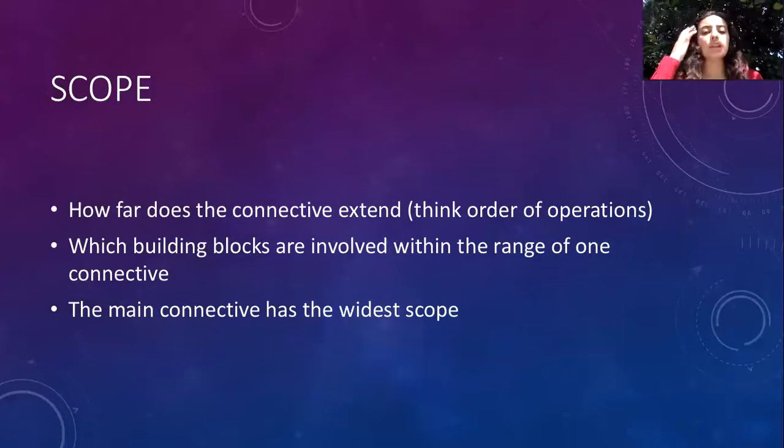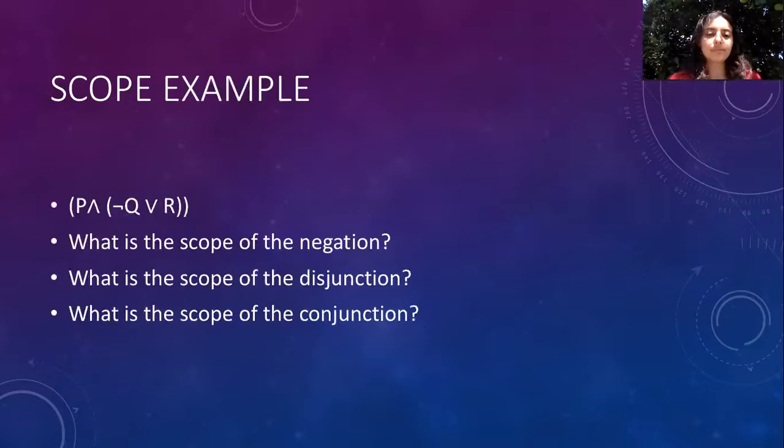So scope, it's similar to every other idea we've been going over. It's just how far does that connective extend out to. So this is just how many building blocks are involved within the range of that connective. How many building blocks is that connective combining, pretty much. And remember that the main connective has the widest scope. It's that main connective that fills in the entire sentence, and it's like, yes, this whole thing is involved. This whole sentence is involved. So let's take a look at an example. Okay, so P, right? This is a previous example you guys already have seen.